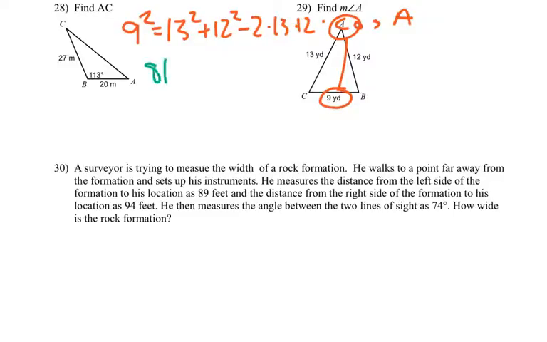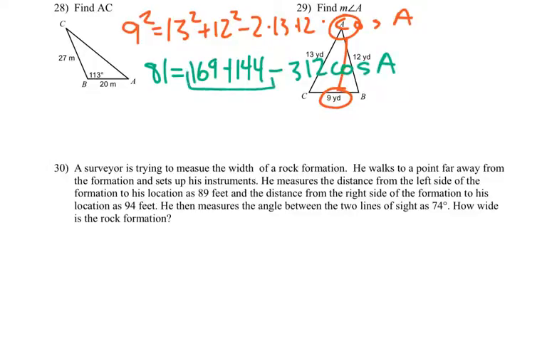So 9 squared is 81. 13 squared is 169. Yes. 12 squared is 144. There's no quick way to do this one. 13 times 12 times 2 is 312. Cosine of A. Okay, then we combine these two.